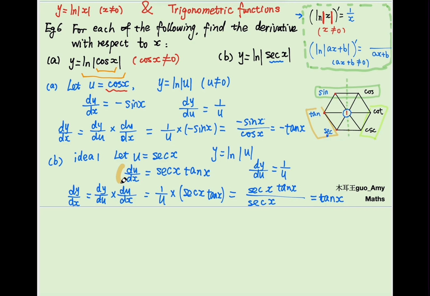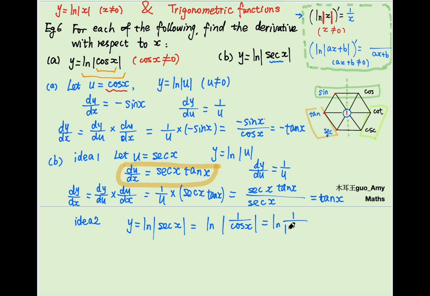But if you don't know the derivative of sec x, then we are going to use the second idea to get the derivative of the whole function. Try to find a relationship between these two functions in part A and B. We know sec x is the reciprocal of cosine x. Then the absolute sign can be separated for absolute 1 and absolute of cosine x. Then absolute of 1 is just 1.